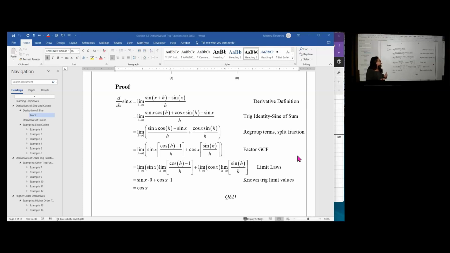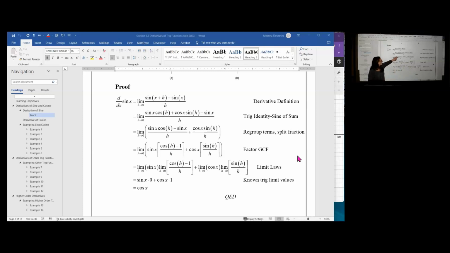The next thing we do is split it into two different fractions with the same denominator, h. We take the terms sine x cosine h minus sine x and divide that by h. Then we isolate the cosine x sine of h divided by h in a separate fraction.